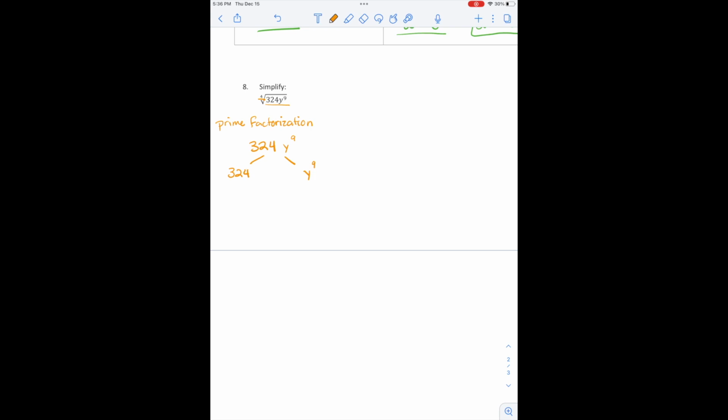Y to the 9th is really easy to factor. It's just equal to y times y times y times y times y. You get the idea. There's 9 y's there. 324 is more interesting. Since it's even, I'm going to start by taking out a 2. And when I divide 324 by 2, I get 162. That's even again, so I'll try another 2. 162 divided by 2 gives me 81.